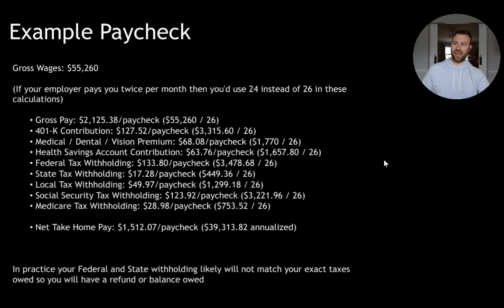So the last thing we want to look at here is an example paycheck. This will lead really into our next lesson on budgeting, for people to understand how much money they have in their take-home pay. So this person had $55,260 in gross wages.